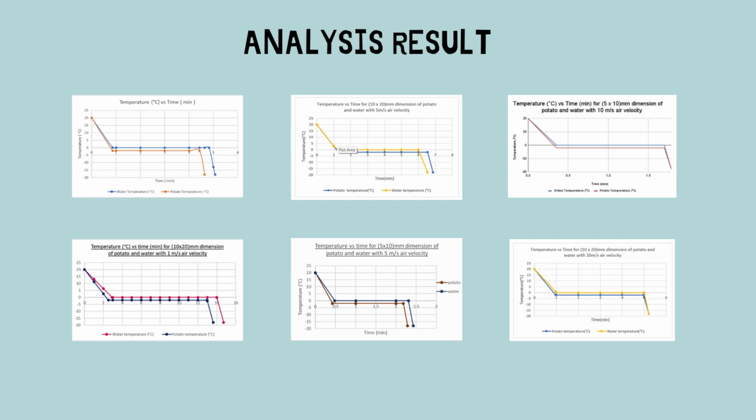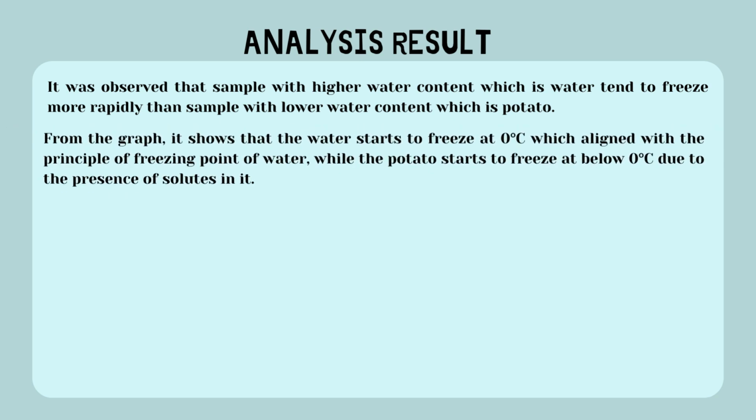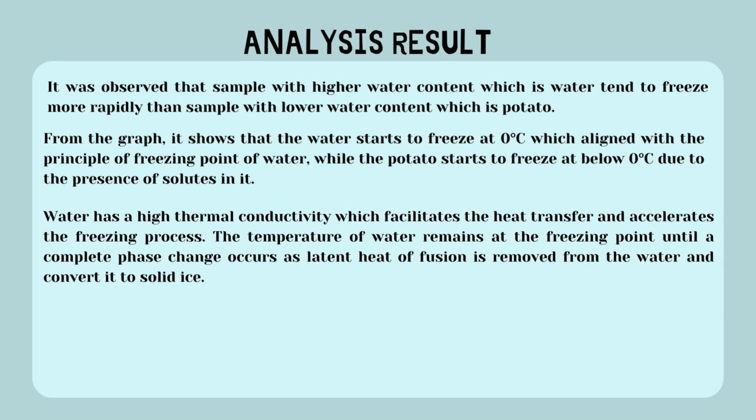Both temperatures of water and potato decrease to the freezing point as sensible heat is removed. It was observed that samples with higher water content, which is water, tend to freeze more rapidly than samples with lower water content, which is potato. From the graph, the water starts to freeze at 0 degrees Celsius, which aligns with the freezing point of water, while the potato starts to freeze below 0 degrees Celsius due to the presence of solids in it. Water has a high thermal conductivity, which facilitates the heat transfer and accelerates the freezing process.